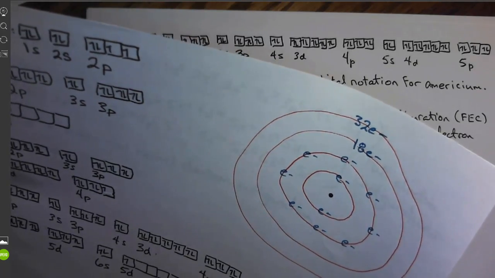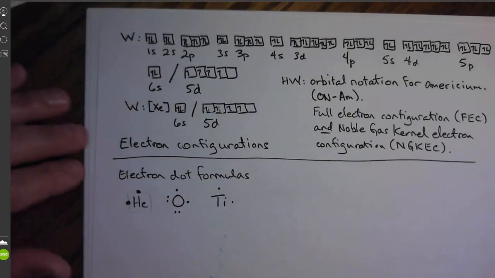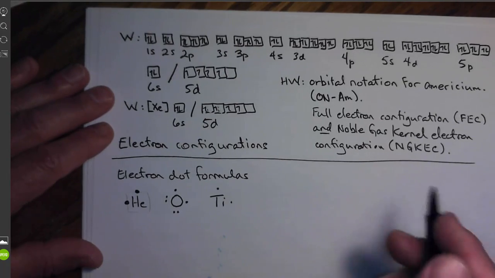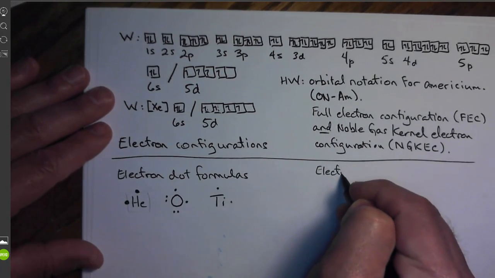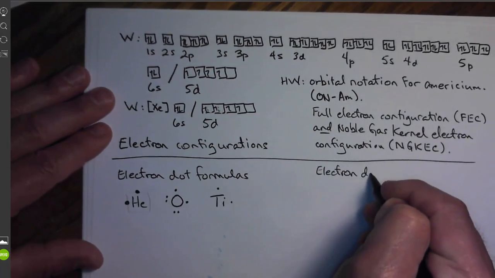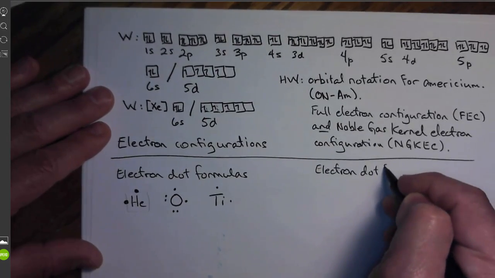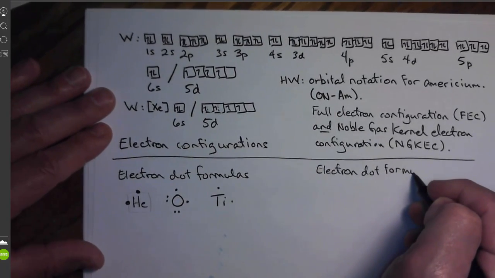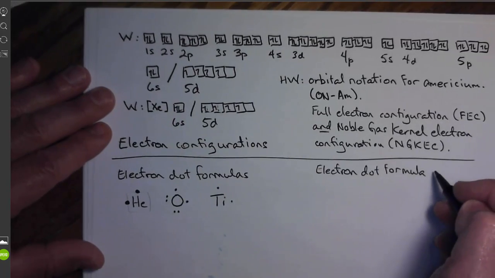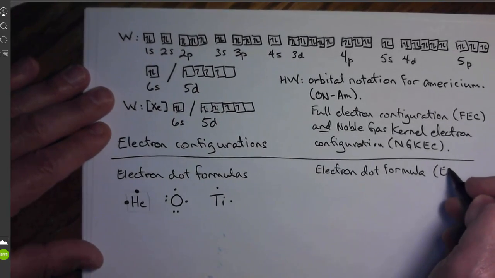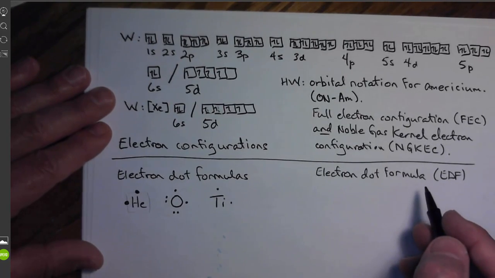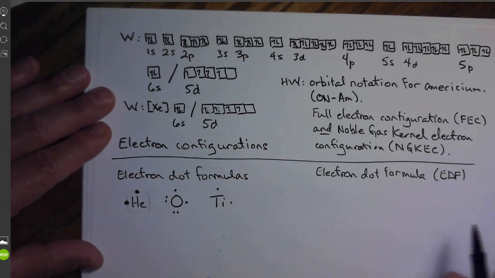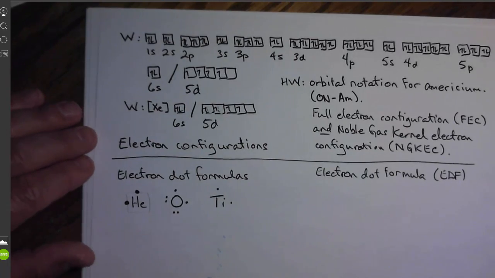Got it? All right. So let's add to our homework then. Electron dot formulas for americium, okay? Everybody got that?